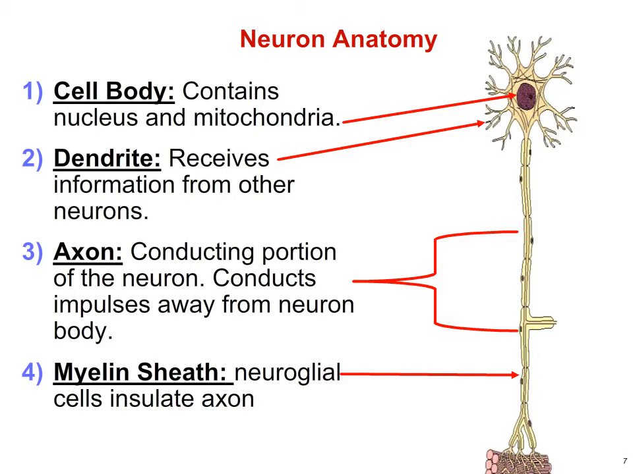And finally, the axons of many neurons are covered with something called the myelin sheath. The myelin sheath is just an insulating layer which is composed of neuroglial cells. And we'll talk about the function of this insulating layer in just a few slides.